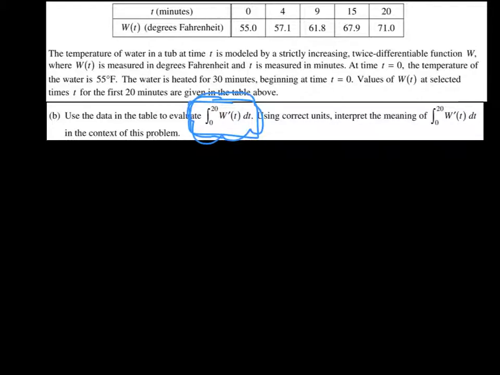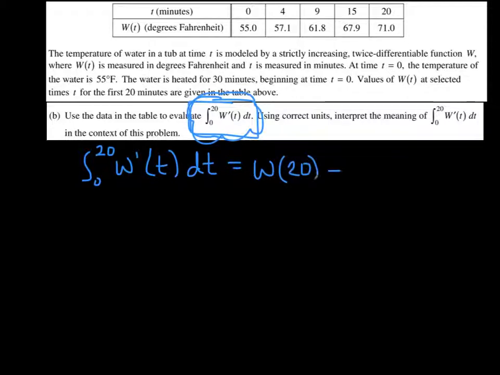That if I want to evaluate the integral from 0 to 20 of W prime of T dt, essentially they are asking for W of 20 minus W of 0. And it's simply that easy as long as you know that theorem. So that's just 71 minus 55, which of course is 16. Okay, and so 16 is our answer, and now we have to interpret the meaning.